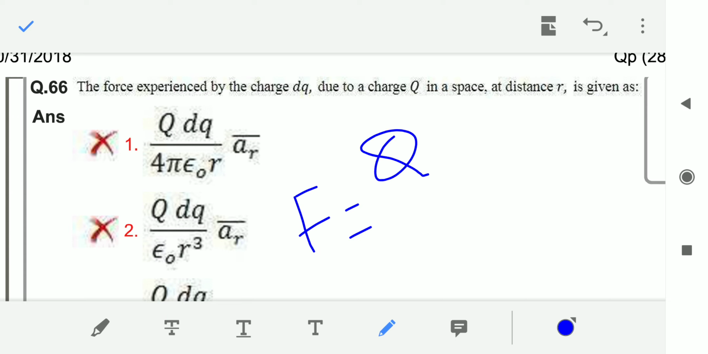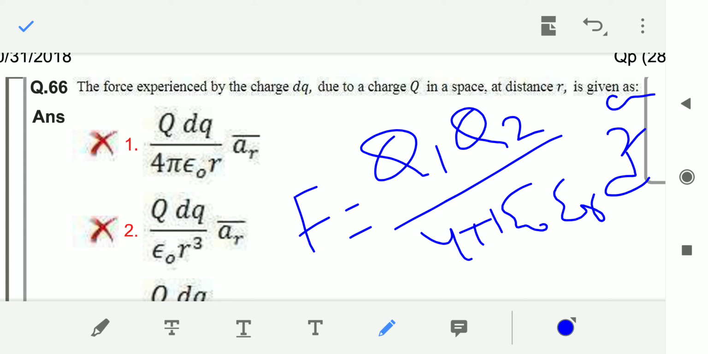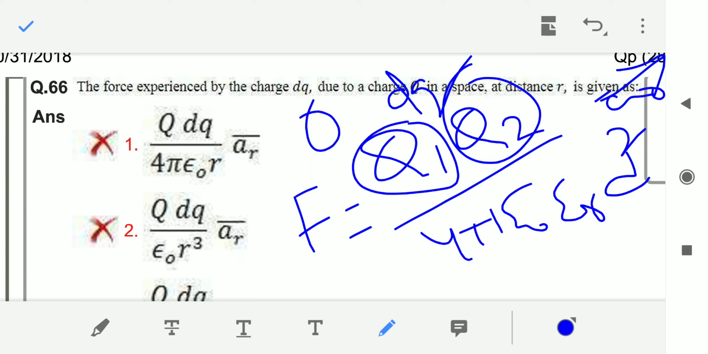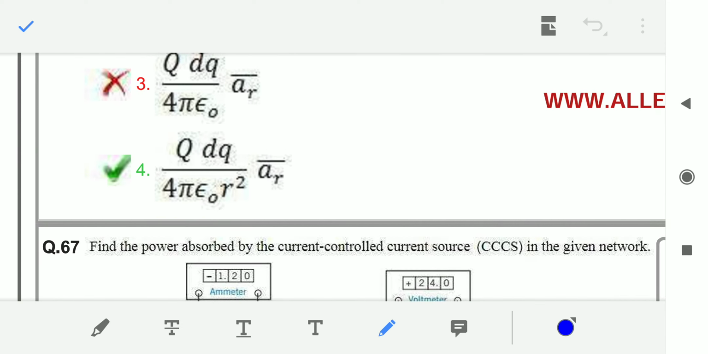Q1 Q2 by 4 pi epsilon naught epsilon r d square, right? It is a vector, a r vector. Now see here, q2 is nothing but dq. So in place of q1 we have q. So q into dq by 4 pi epsilon naught epsilon r d square, right? So option D is right. Option 4 is right.